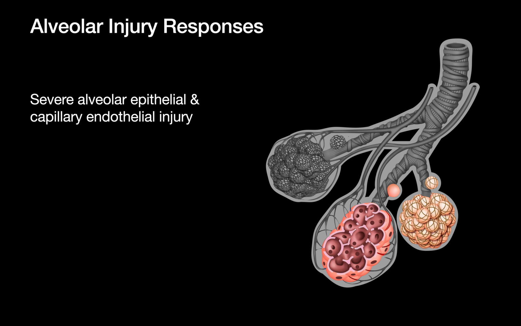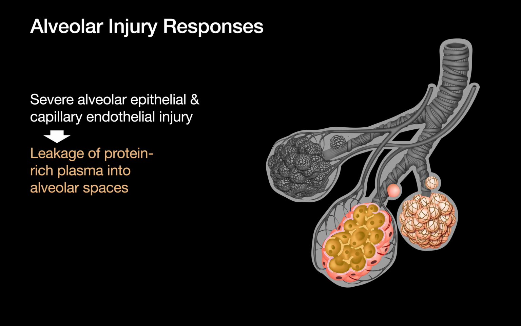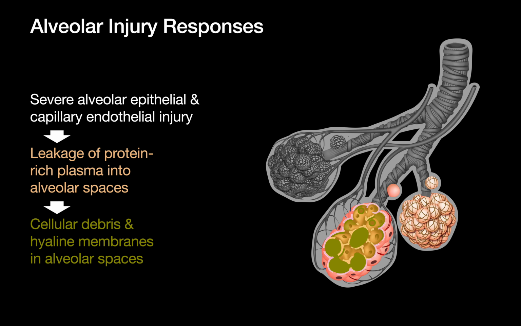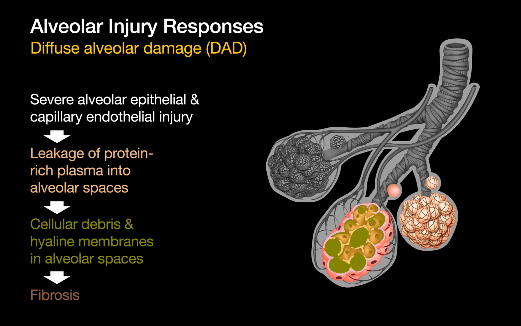In other patients, severe injury of the type 1 pneumocytes in the alveolar epithelium and injury to the capillary endothelium result in leakage of protein-rich fluid into the alveolar spaces, in addition to an accumulation of cellular debris in the alveolar spaces and hyaline membranes composed of necrotic type 1 alveolar cells and a proteinaceous goo along the inner surfaces of the alveoli. In cases where lung repair goes awry, fibrosis may subsequently occur in a disorder we label diffuse alveolar damage, or DAD, which is the histologic correlate of ARDS.